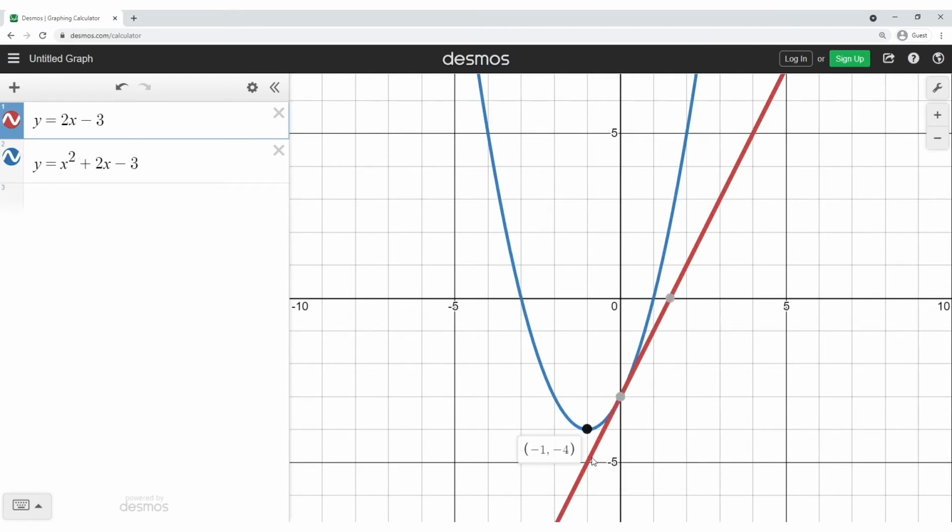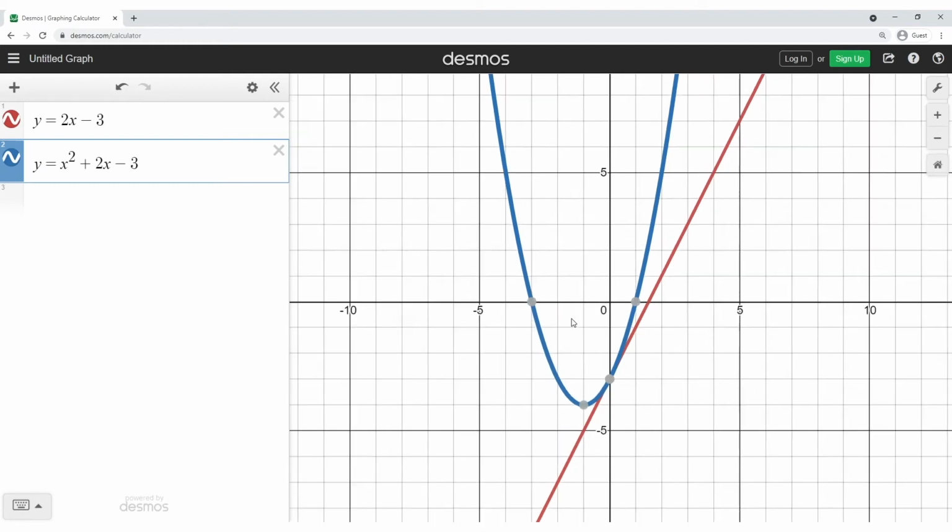A linear equation does not have a minimum. It goes infinite in both directions. However, a parabola has a minimum value. If I was to drop a marble into this little curve, it would come down here and sit at the bottom. So it has a minimum value of this. That's something that's unique to that.